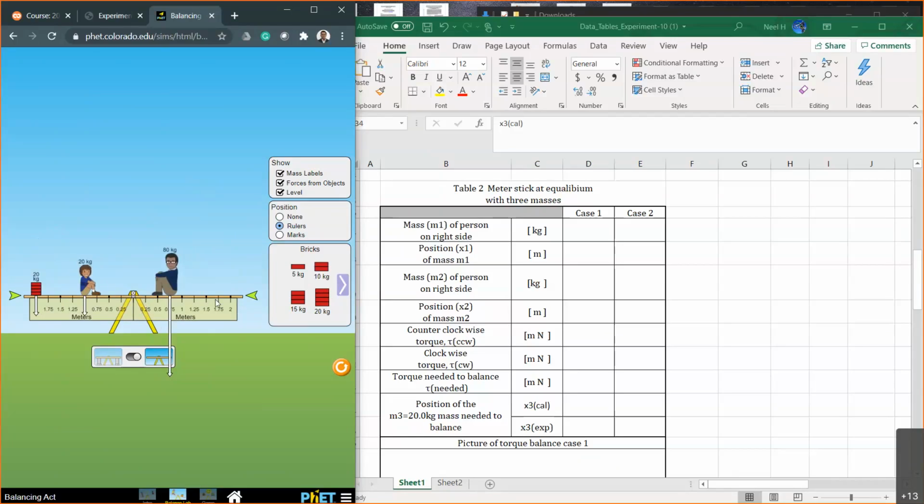When the meter ruler is level, you can say the net torque from the right hand side is equal to the net torque from the left hand side. So we can do this kind of balancing with any number of forces on each side. Okay. Any question?